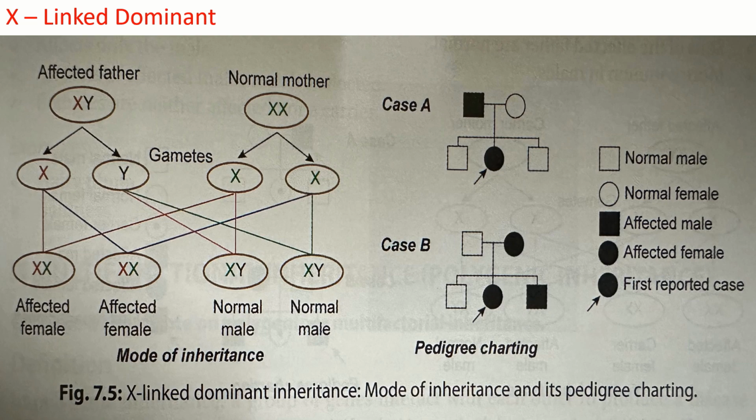No father to son transmission. You can see here, affected father. Both the sons are unaffected because the father gives only the Y chromosome, and this is X-linked dominant, so the daughter is affected. Affected mother, yes, she can give disease to the son.